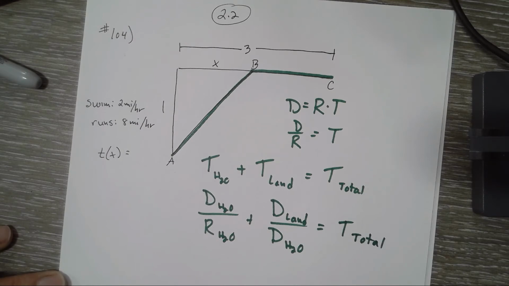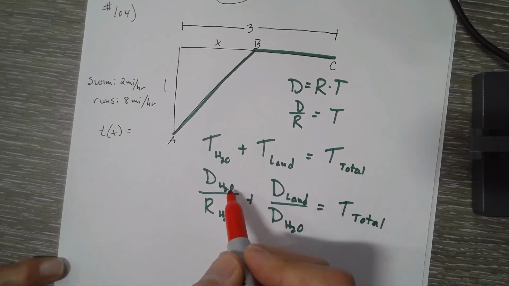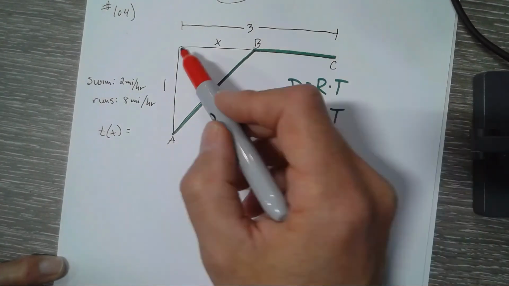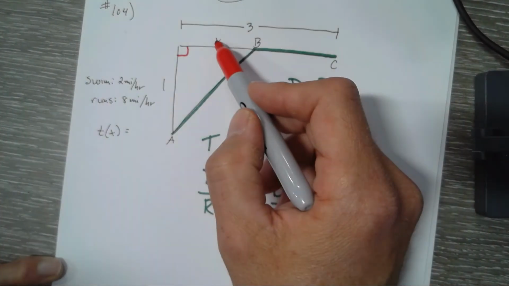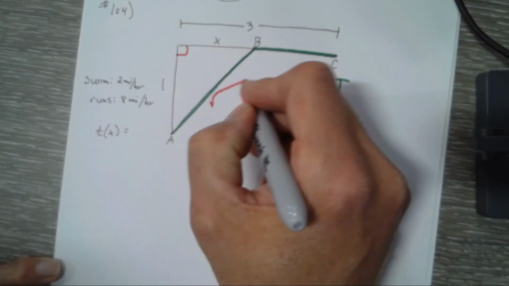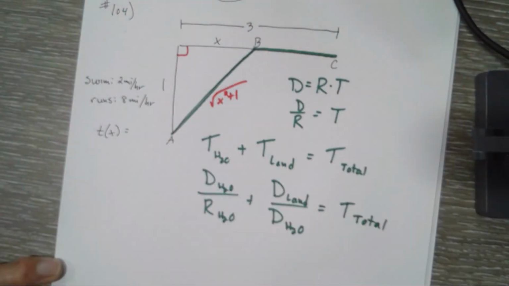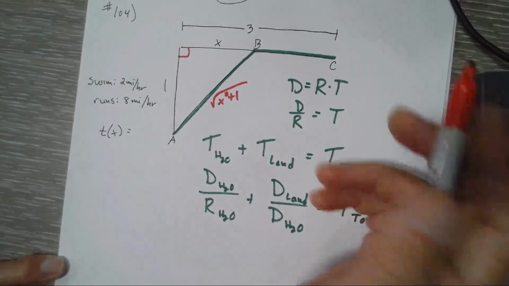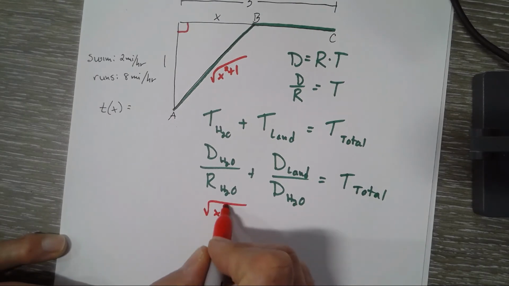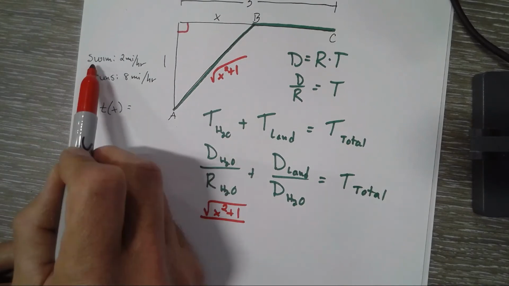Of here. Let's find the time in the water. Well, what's the distance in the water? This right there is the distance in the water. We don't know what it is, but we do know this is a right triangle. X squared plus 1 squared equals this squared. So this is going to be the square root of x squared plus 1 squared. So x squared plus 1. That's our distance in the water. So that will be square root of x squared plus 1 divided by our rate in the water. Well, that's given to us. That's 2.